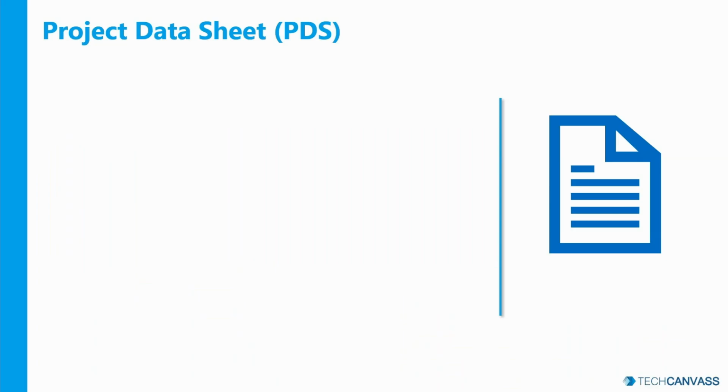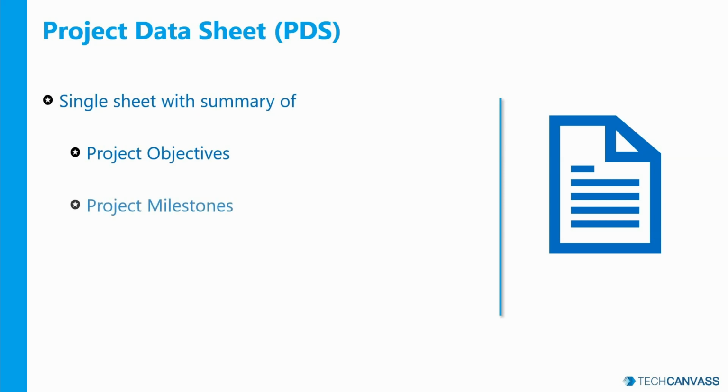So earlier I mentioned about project data sheet. So what does it do exactly? It is a single sheet with summary of the project objectives, project milestones, product capabilities, project information, and risks. Let us go through them.